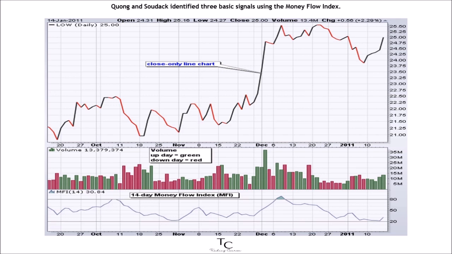Quong and Soudack identified 3 basic signals using the Money Flow Index. First, chartists can look for overbought or oversold levels to warn of unsustainable price extremes. Second, bullish and bearish divergence can be used to anticipate trend reversals. Third, failure swings at 80 or 20 can also be used to identify potential price reversals.